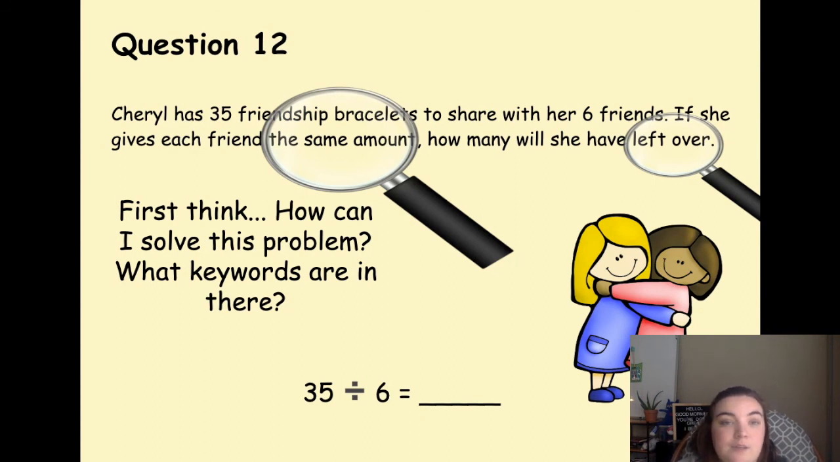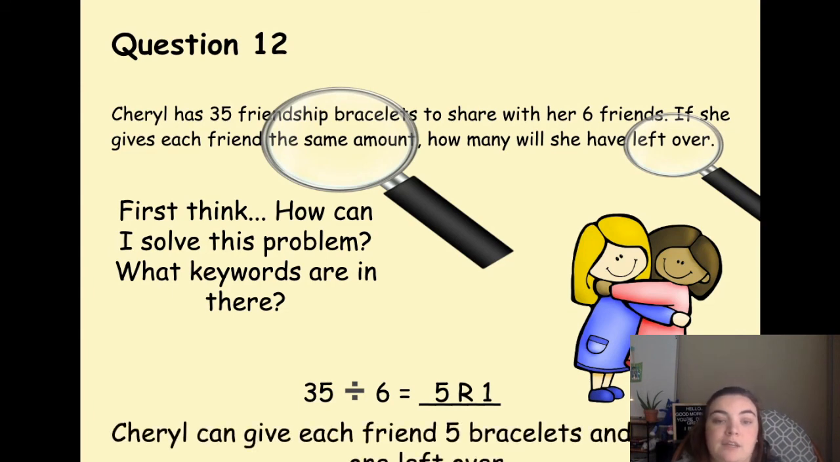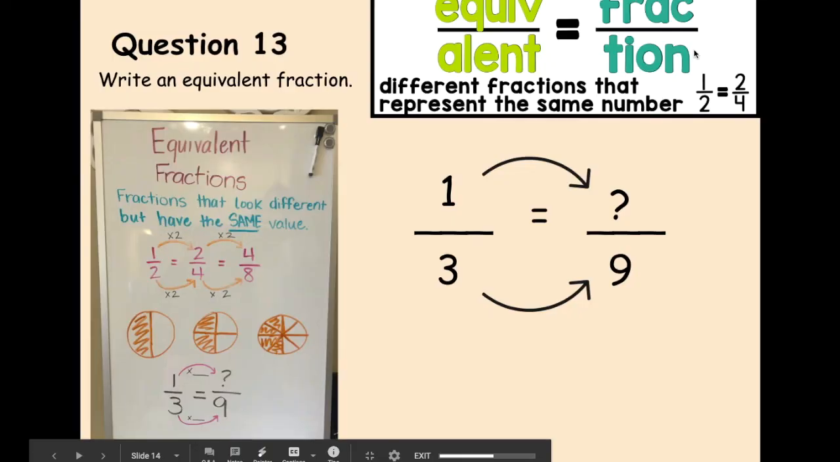And I know I can't do that because 5 is a prime number. 3 is also a prime number. So there's 2 prime numbers in there. And if a number is prime, the only factors are 1 and that number. So 6 can't be a factor of either of those. So it should be that Cheryl can give each friend 5 bracelets and still have 1 left over.